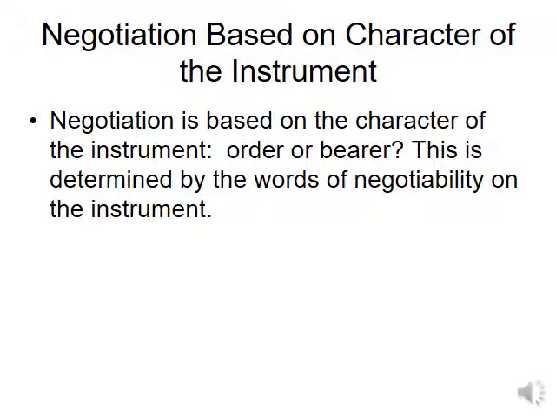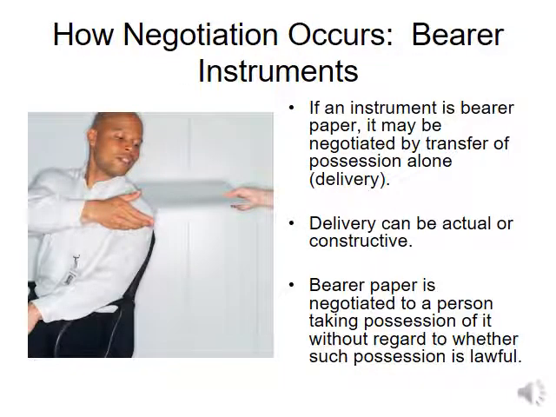So negotiation depends on whether you have a bearer or order instrument. So it's determined by the words of negotiability on the instrument, or it can be determined by the endorsement on the back of the instrument. So if an instrument is bearer, in order to negotiate it, all you have to do is deliver the instrument. So that is one way of actually transferring or negotiating the instrument, just delivering the instrument.